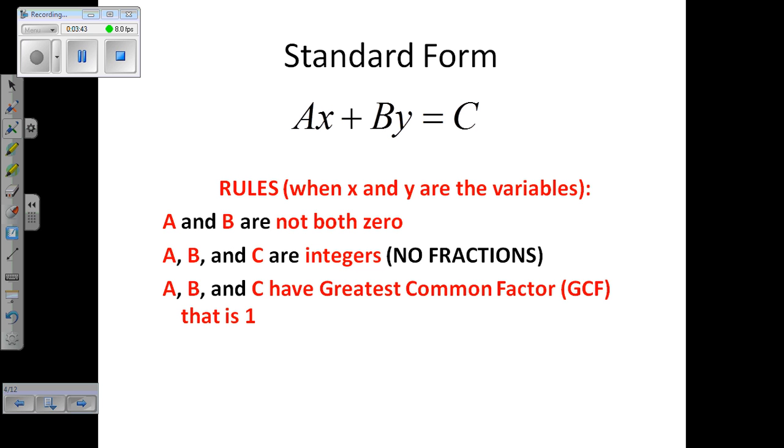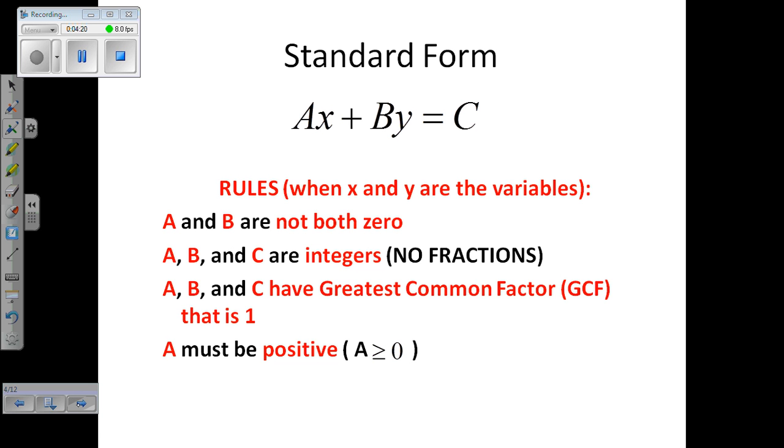A, B, and C have a greatest common factor that is 1. That means that the numbers A, B, and C can't have a common factor other than 1. For example, if all of them were divisible by 5, then it would not be in standard form. So you can't have a number you could divide all 3 of these by, other than 1. And finally, A must be positive. So the value of A can be 0, as long as B is not also 0, or anything positive. We don't want this number to be negative.